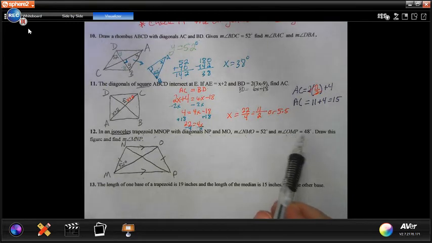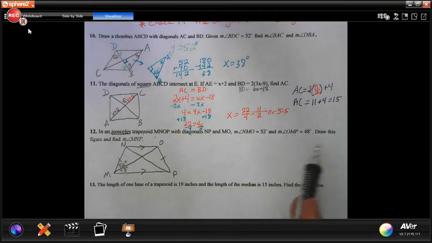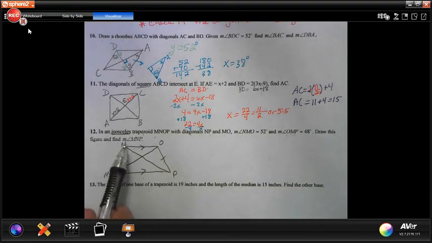Angle OMP is 48 degrees. And then it says draw this figure and find the measure of angle MNP, which is X right there.